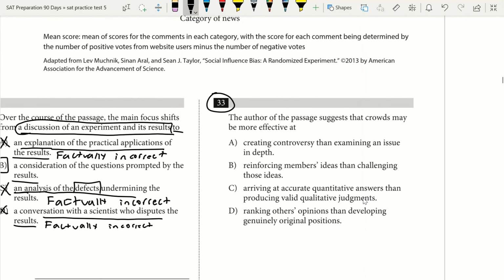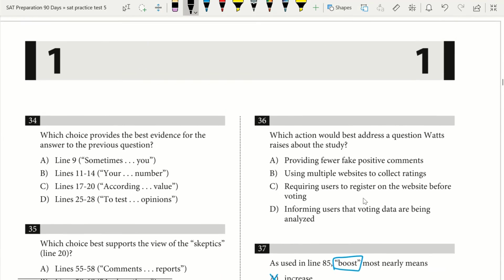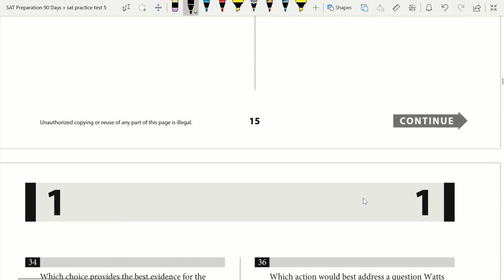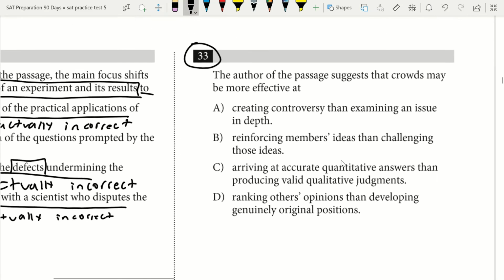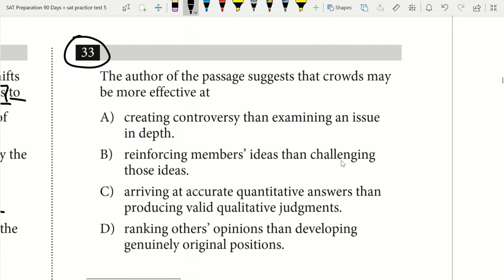So this is going to be from SAT Practice Test 5. We see question 33, we have to answer that one, and then question 34, we're told which choice provides the best evidence for the answer to the previous question. So let's go ahead and take a look at 33. I'm not going to read the whole passage because that would kind of waste our time here, so I'll just kind of give you a summary of it as I go through question 33, as well as the tips that you need to know to answer these types of questions on the SAT reading section.